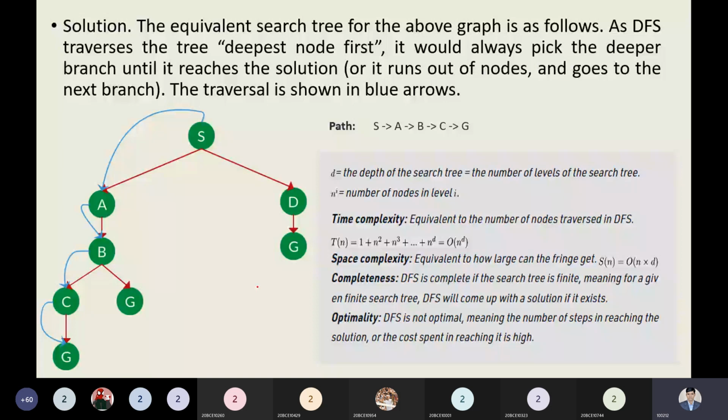That is the point. And completeness: DFS is complete if the search tree is finite, meaning for a given finite search tree, DFS will come up with a solution if it exists. Optimality: DFS is not optimal.